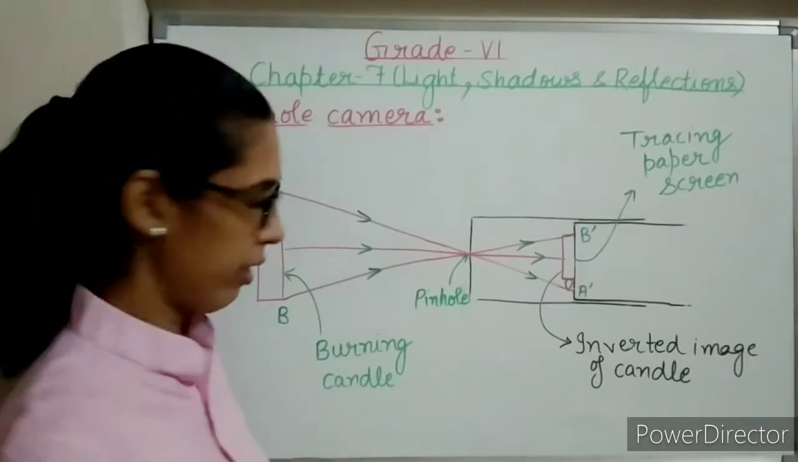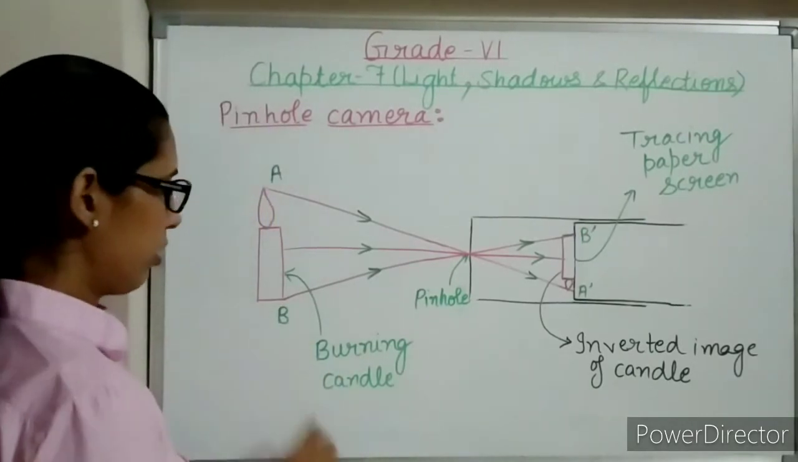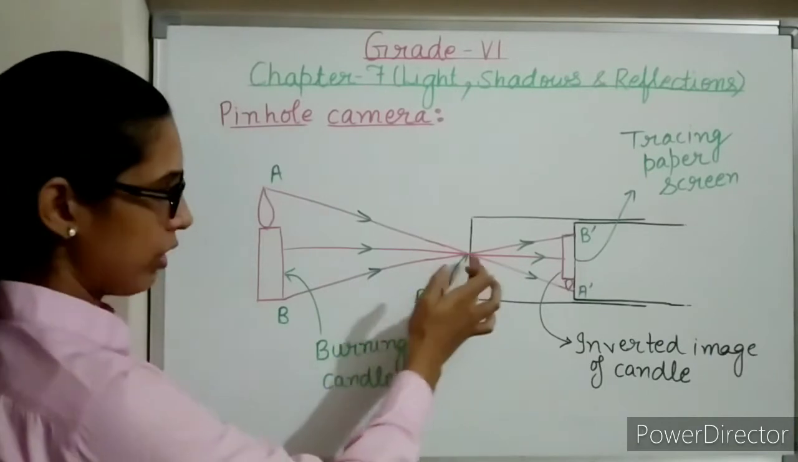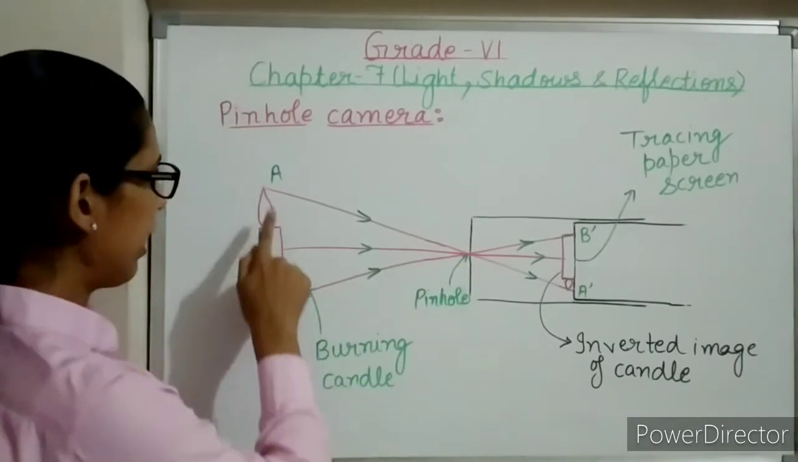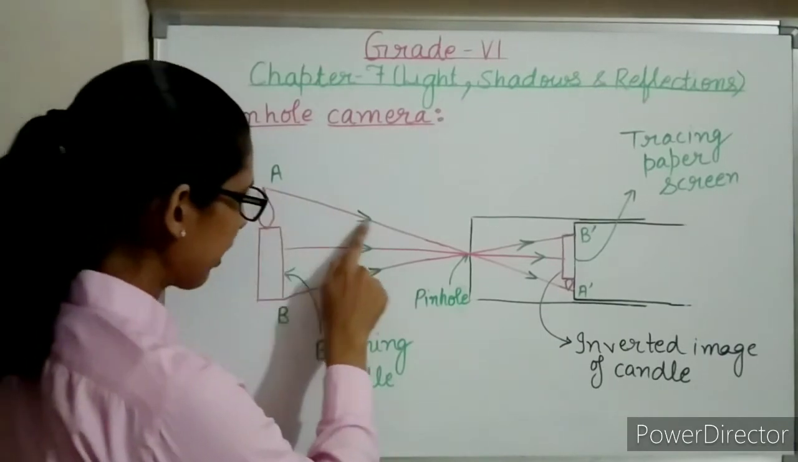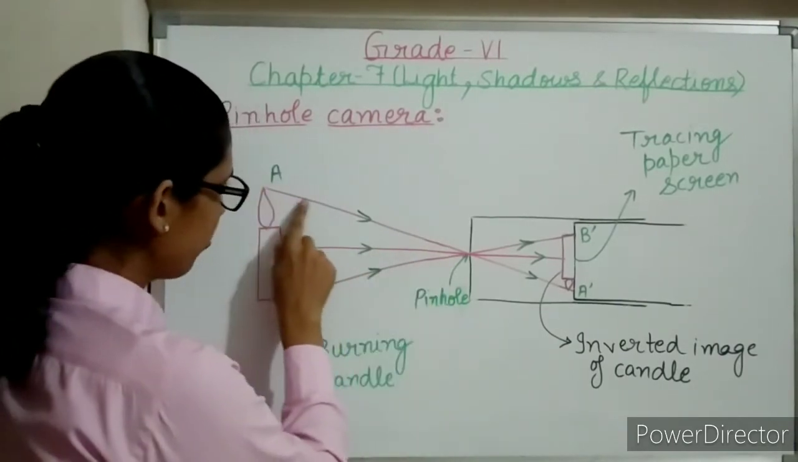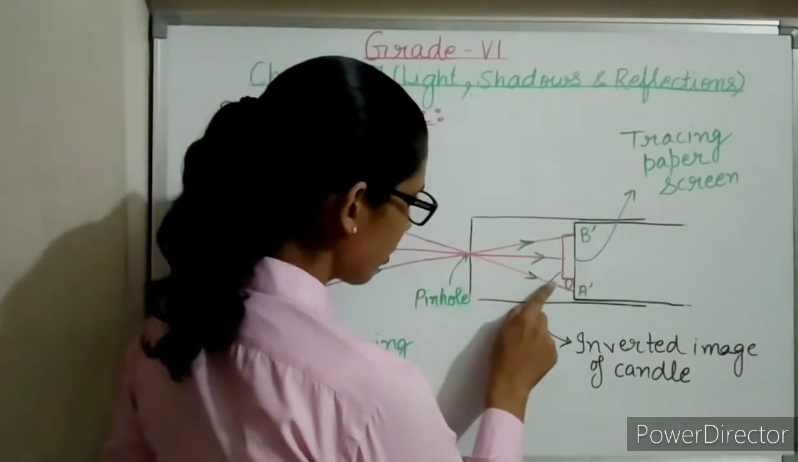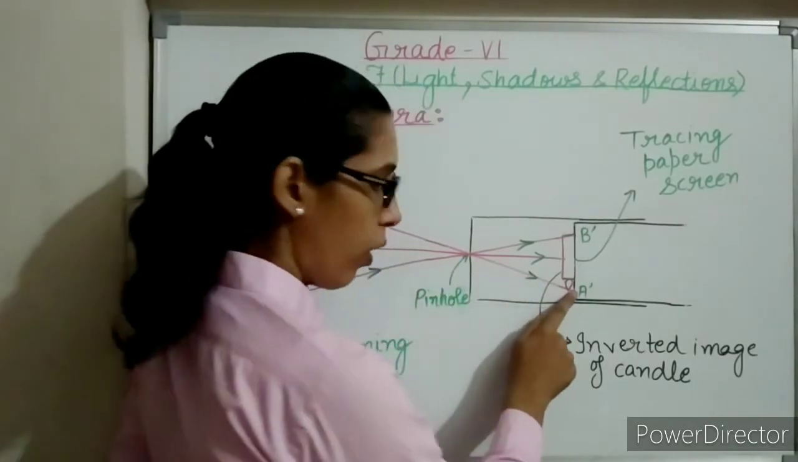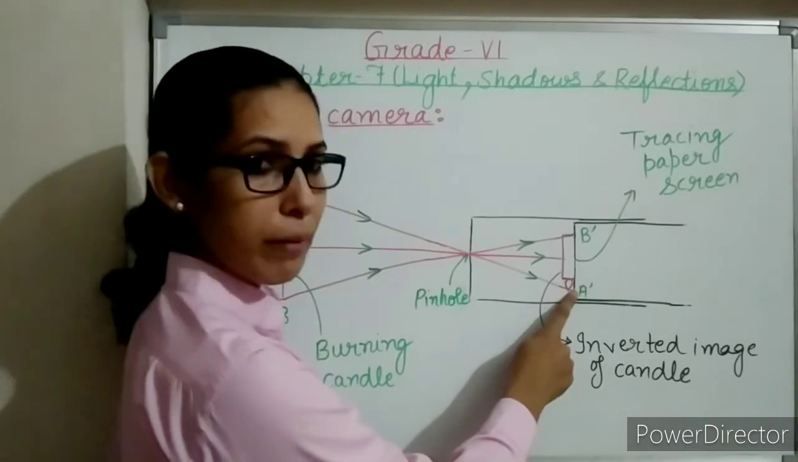Let's try to understand. Okay, this is the candle, the object that has been placed in front of this pinhole camera. So what will happen? Here you can see that light from the top of the candle is moving in a straight line. It enters the pinhole and then it reaches point A dash on this tracing paper.